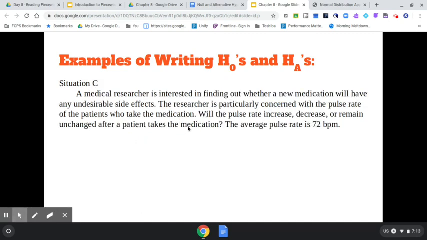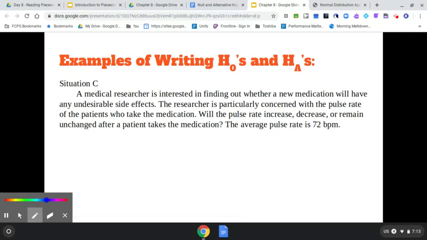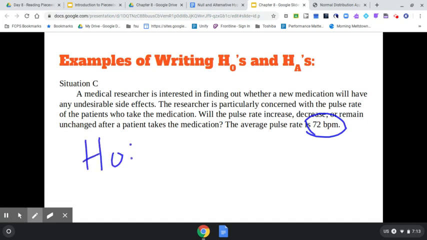Situation C says, a medical researcher is interested in finding out whether a new medication will have any undesirable side effects. The researcher is particularly concerned with the pulse rates of the patients who take the medication. Will the pulse rate increase, decrease, or remain unchanged after a patient takes this medication? The average pulse rate is currently 72 beats per minute. All right, so again, if nothing's changing, the null hypothesis, rather, is the population mean is equal to 72.